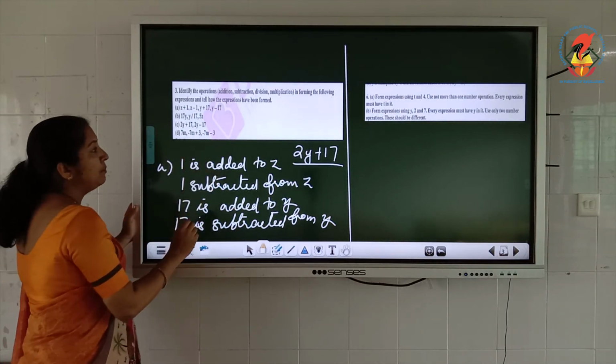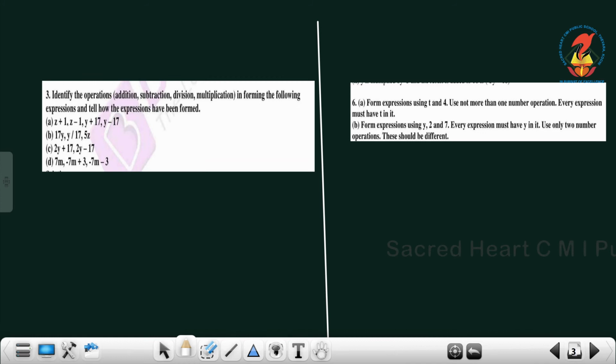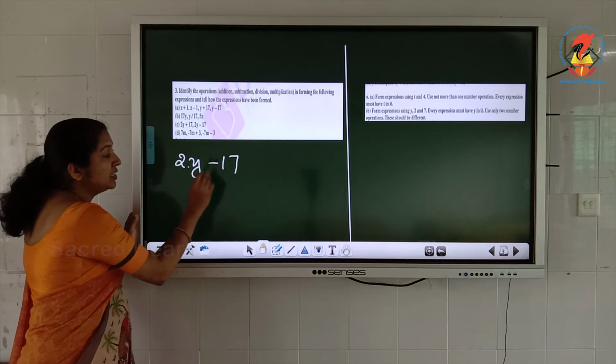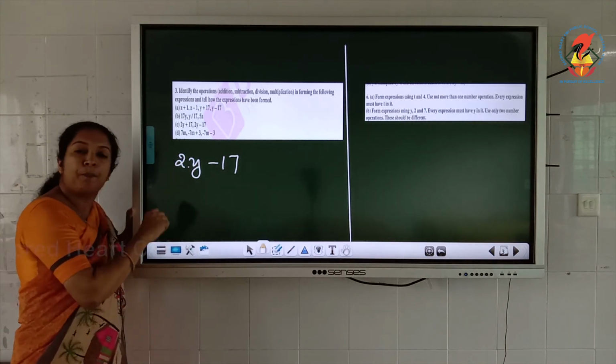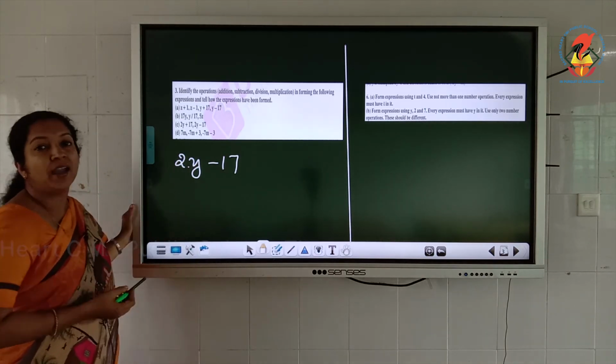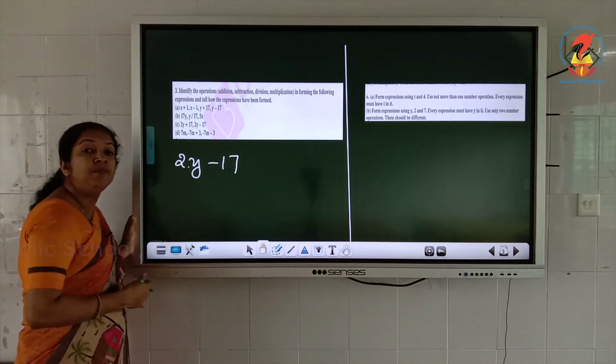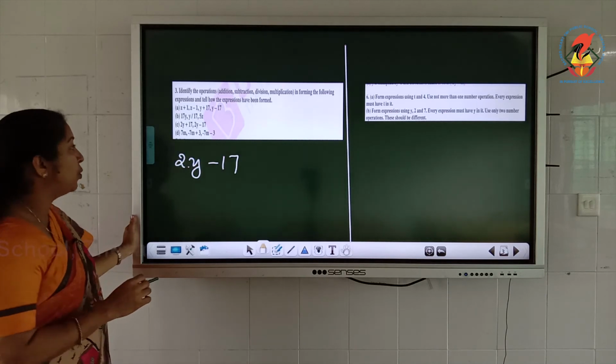Next, 2y minus 17. How can you write this? The operations are multiplication and subtraction. How can you write this? 17 is subtracted from the product of 2 and y. The 17 is subtracted from the product of 2 and y.